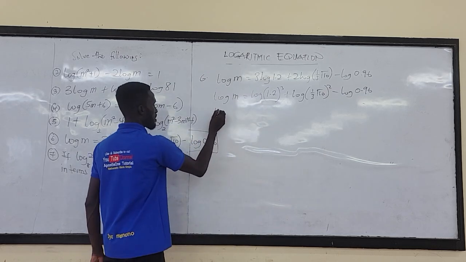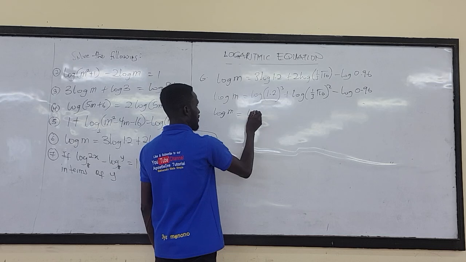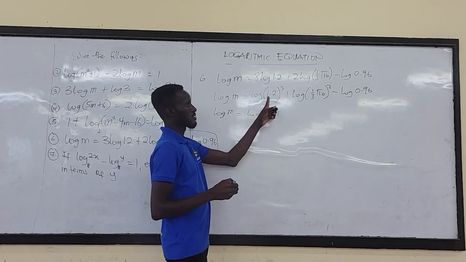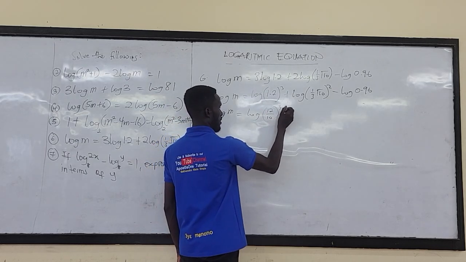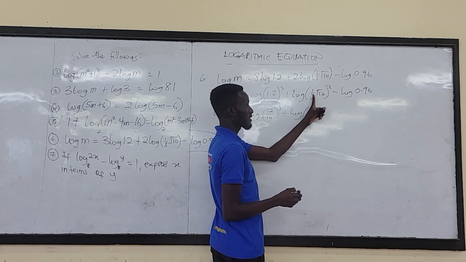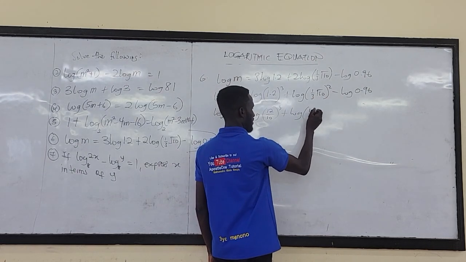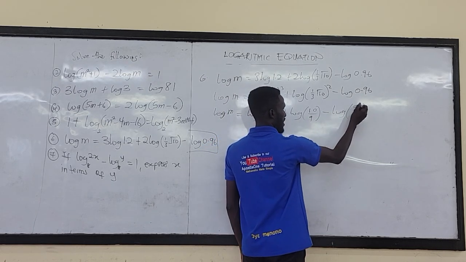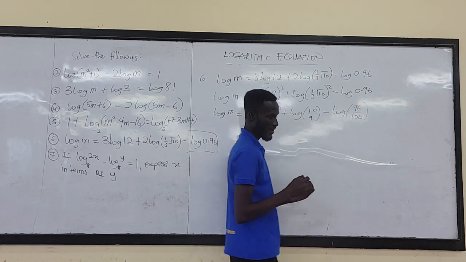Now at this point, what I'm going to do is expand all of them. Now we have log, 1.2 is the same as 12 out of 10. Plus log, now this one will be 1 out of 9, so here will be 10 out of 9. Changing this one to a fraction is the same as 96 divided by 100.